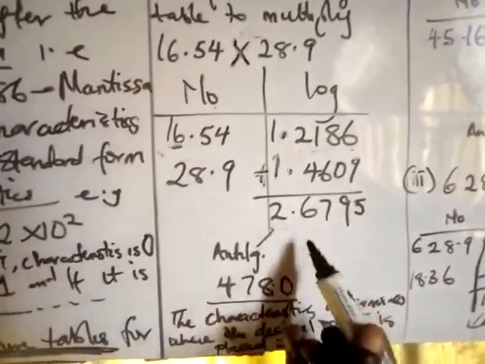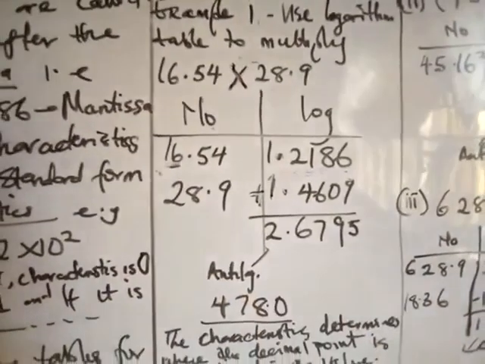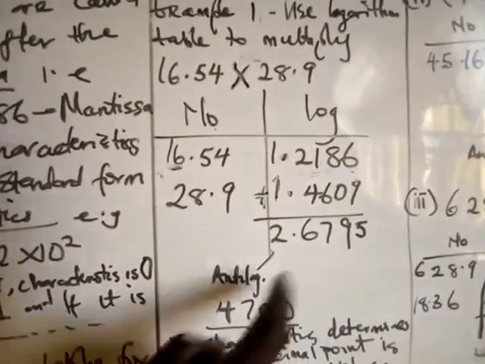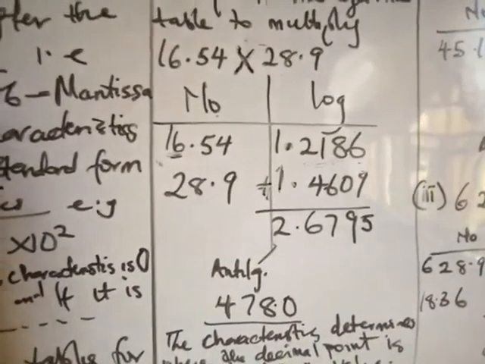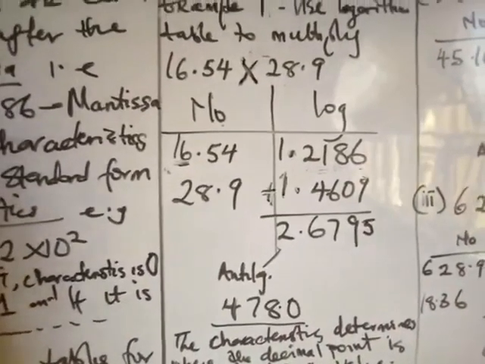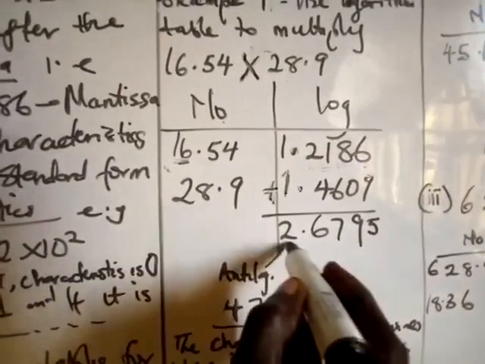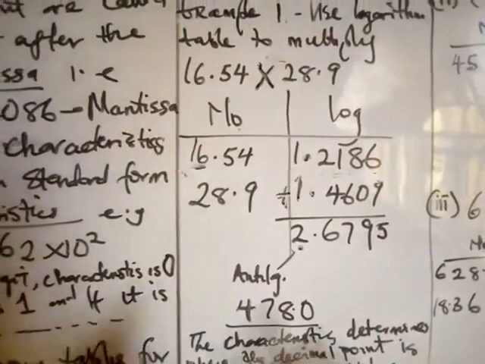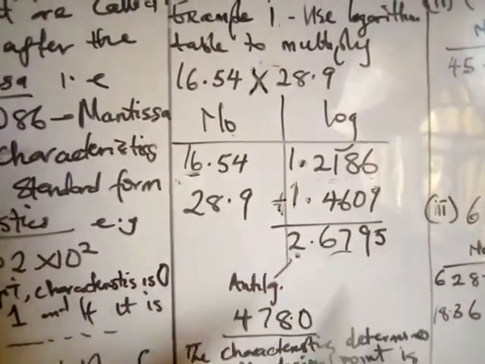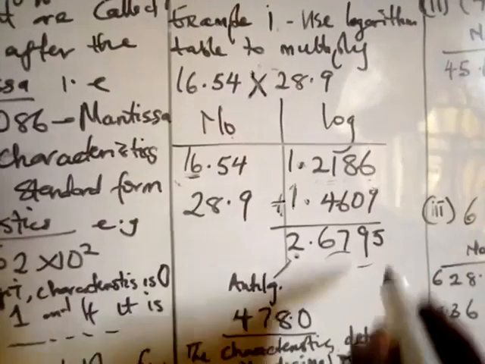Then you now find the antilog of the number. So how do you find the antilog of the number? Like I told you, you first of all neglect these two. You are not looking for these two. So you now go to your antilog table. You find 67 under 9, difference 5.